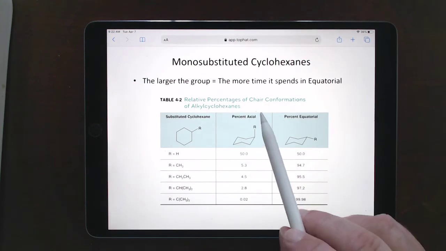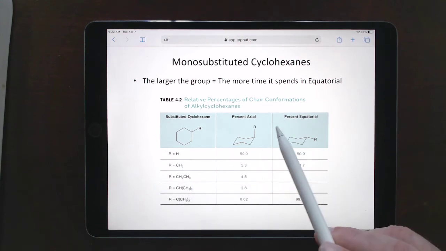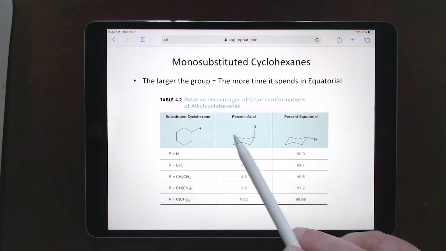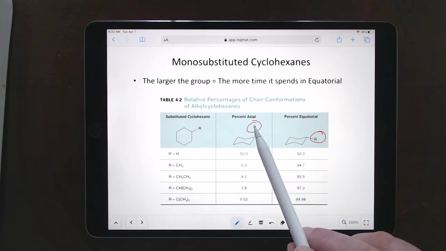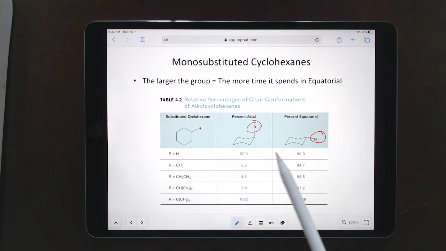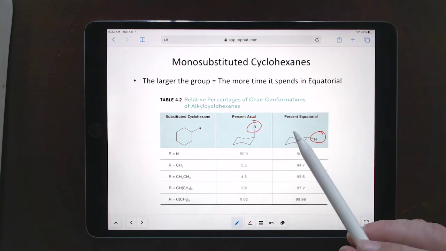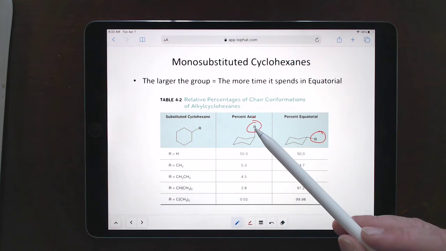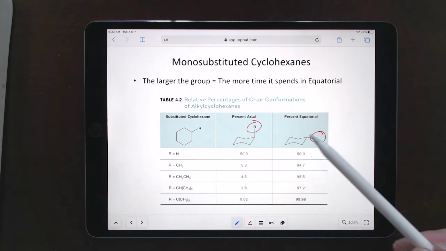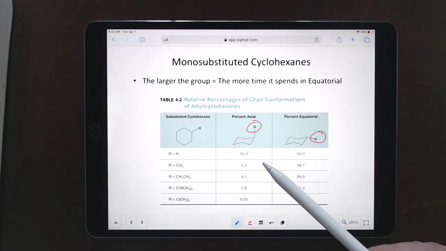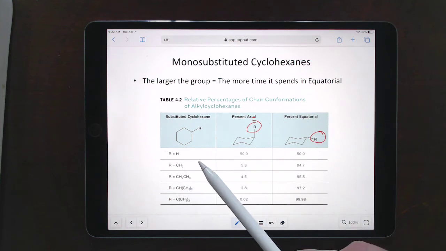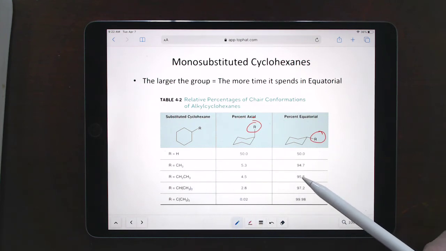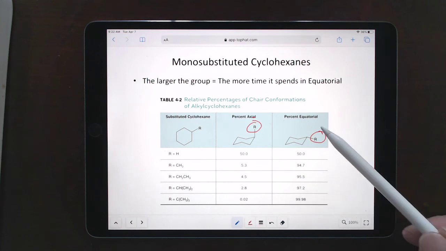People have actually calculated this. If you just have hydrogens, it spends its time as axial or equatorial, and it doesn't matter because they're equivalent. But as you start making these groups larger, it's going to spend more and more of its time in the equatorial position. Methyl, ethyl, isopropyl, it's spending 95 to 97% of its time in this conformation.